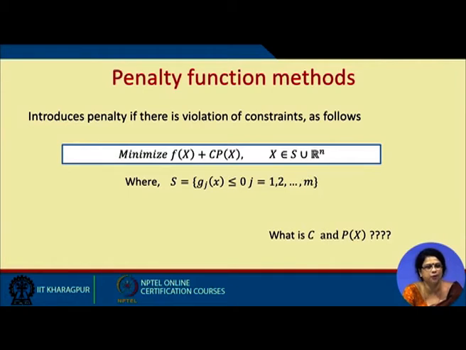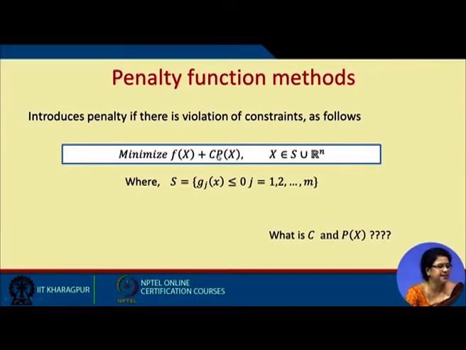That way we are calculating the penalty function. Depending on the value of x, the penalty is being calculated, and c is a positive constant. We have to find out the relation of c and p(x), how they are really working within this model. What are the properties of c, what are the properties of p(x)? We are going to find out for the exterior penalty function method and for the interior penalty function method.